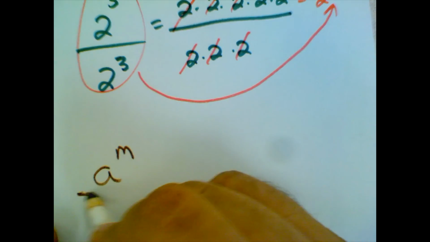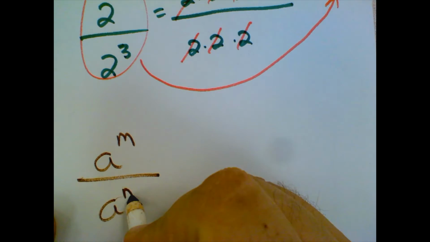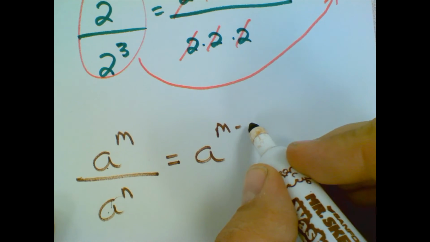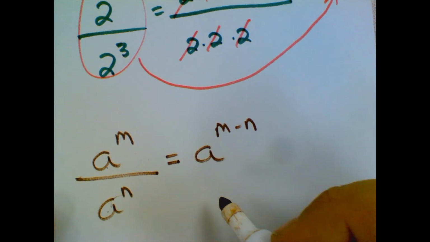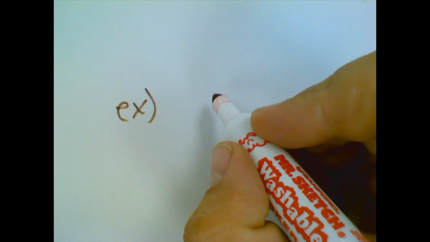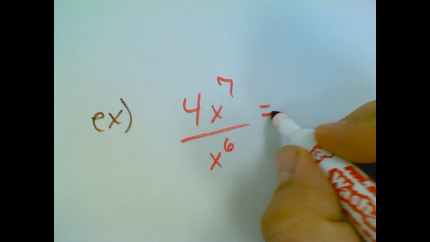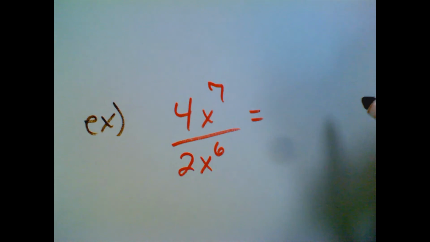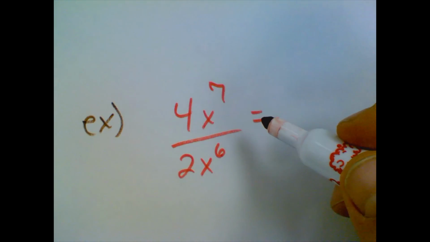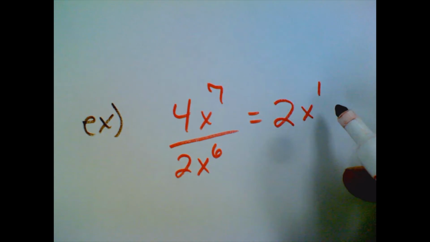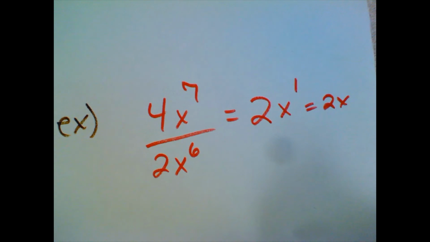If you have a to the nth power in general over a to the nth, notice the bases are the same. Okay, you're going to just subtract the top exponent minus the bottom one. Okay, we'll look at a couple examples really quickly. Let me get a marker that works a little better. So if I have 4x to the 7th divided by 2x to the 6th, if there's coefficients, you just divide those numbers like normal. So 4 divided by 2 is 2, but then the exponents we subtract. And you technically don't have to put that 1 there. You can write it as 2x.